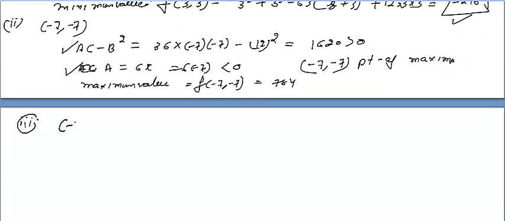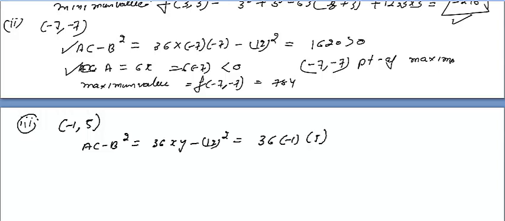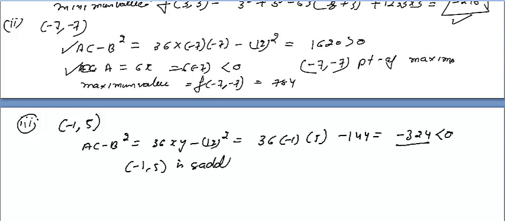The third thing that I want to check is minus 1 and 5. So AC minus b square. So you have 36 x into y minus 12 square. Okay. So you have 36, x is equal to minus 1, y is equal to 5, minus 144. So when you solve it, you will get minus 324. It is less than 0. And when this is negative, it is a saddle point. So minus 1 and 5 is the saddle point. Okay, so no need to check anything else.